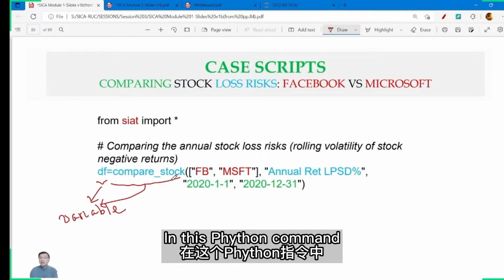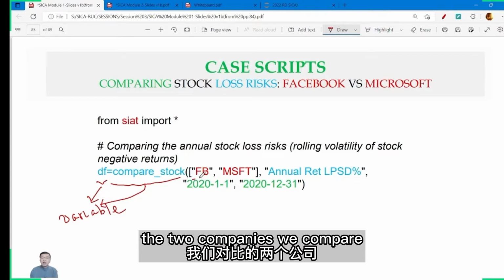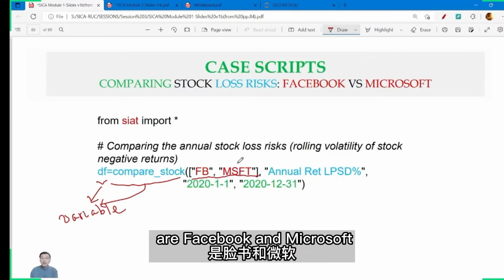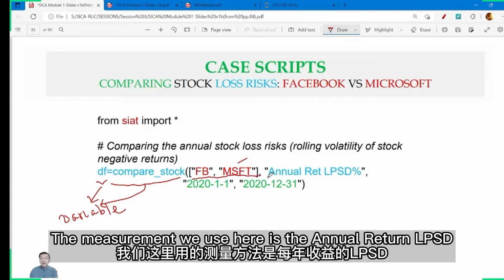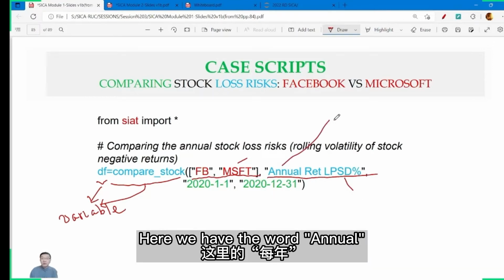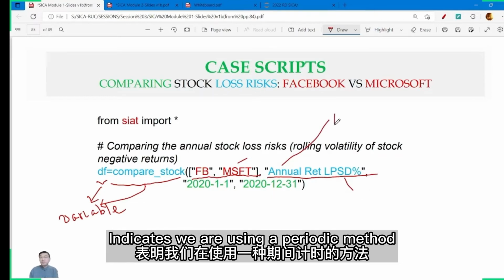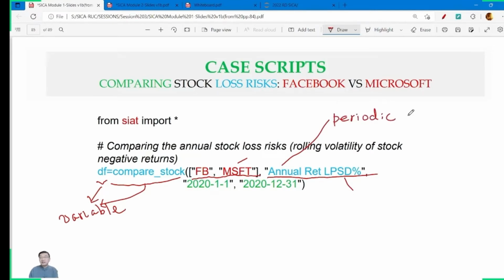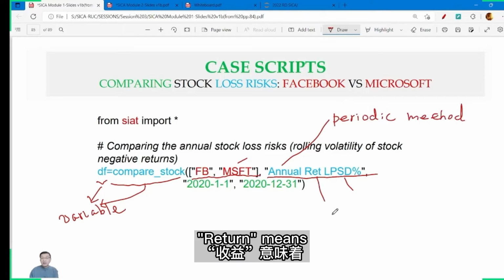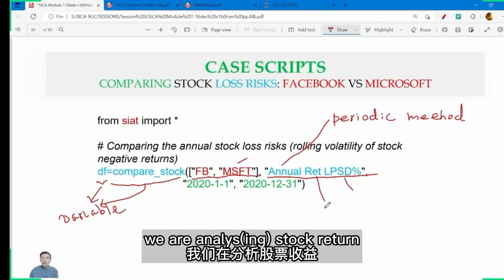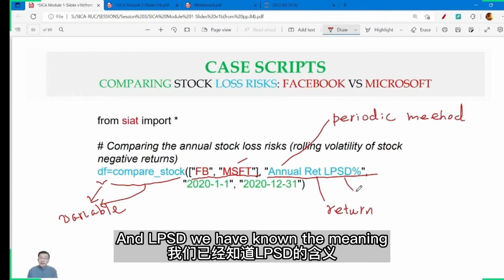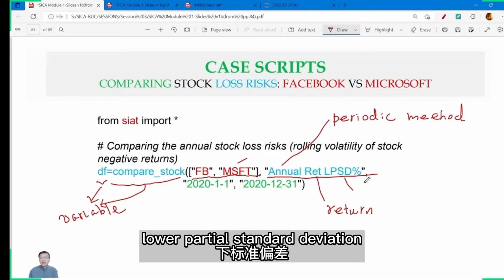In this Python command, the two companies we compare are Facebook and Microsoft. The measurement we use here is the annual return LPSD. Here we have the word annual, which indicates we are using a periodic method. Return means we are analyzing stock return. And LPSD, we have known the meaning, lower partial standard deviation.